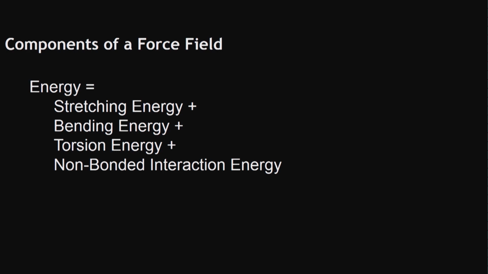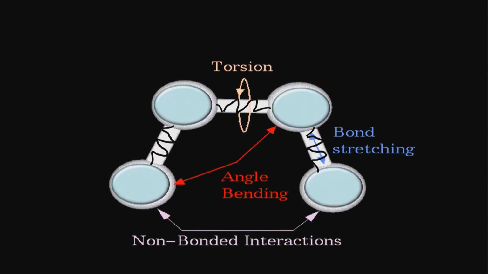The energy is made up of 4 different components: the stretching energy, then the bending energy, the torsion energy, and the non-bonded interaction. If you look at a particular molecule, assume it has 4 atoms, or 4 balls connected in 3 bond formation. So this is called the bond stretching. 2 atoms are stretched, or conversely pushed in or compressed, that is called the bond stretching.